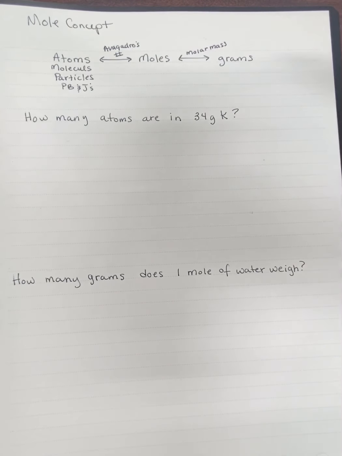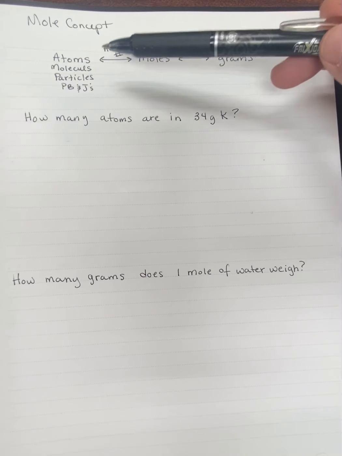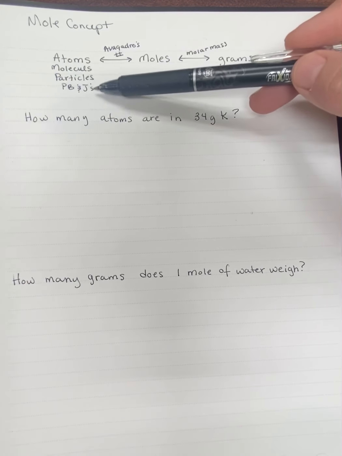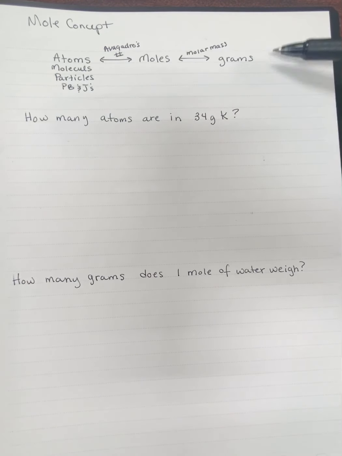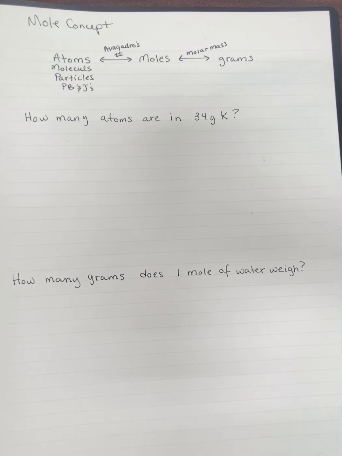So I've got some practice problems for us to look at, but as we talk about mole concepts, we need to remember that if we're converting from atoms, molecules, particles, even peanut butter and jellies of something into grams, we have to go through moles, okay? So let's do our first practice problem and ask ourselves, how many atoms are in 34 grams of potassium? Now, with this, we can make some new unit equations. Remember, we talked about how we make unit equations into conversion factors, okay?